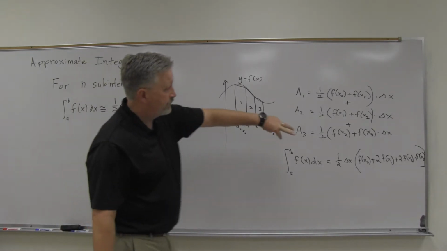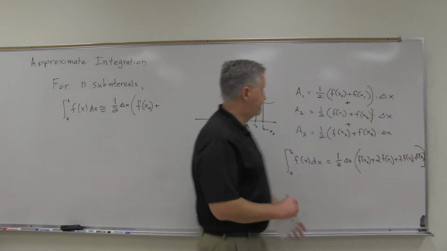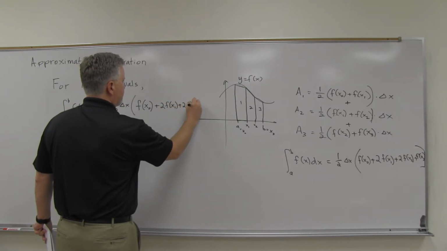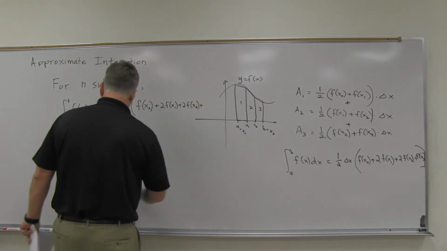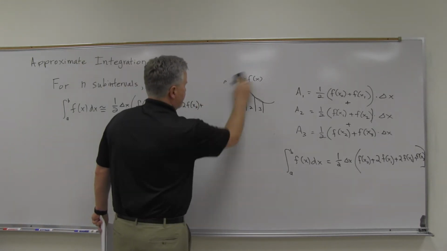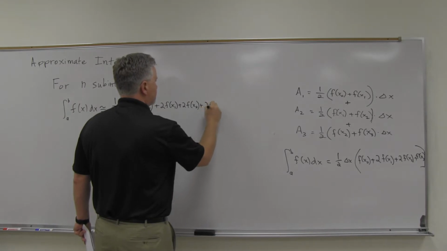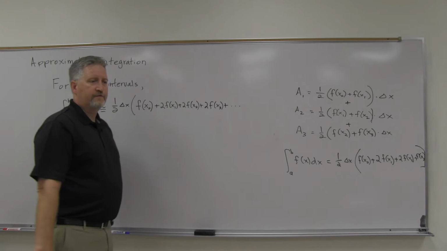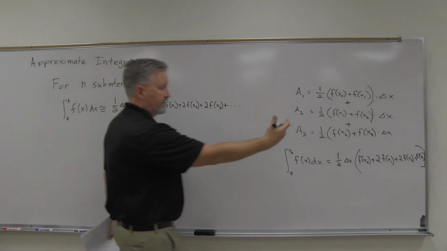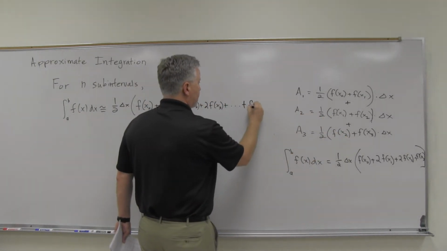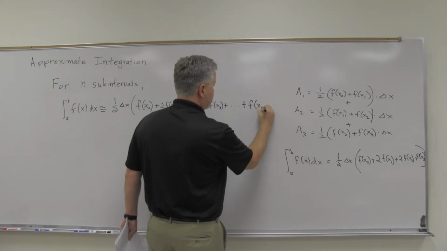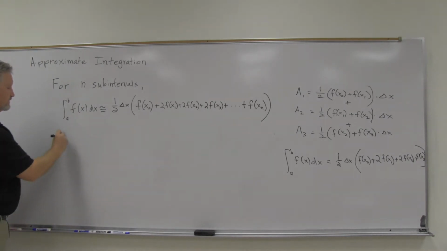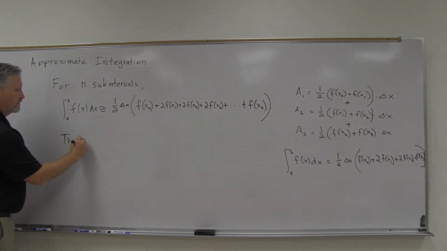Then you're going to have 2 of everything in the middle there. So we're going to have 2 f of x1s, 2 f of x2s, 2 f of x3s, those are in the middle. So on and so forth, until we get to the very last one, and that one, again, f of x, in this case, would be n. That very last one we're just going to have 1 of, okay? And so this is our so-called trapezoidal rule.